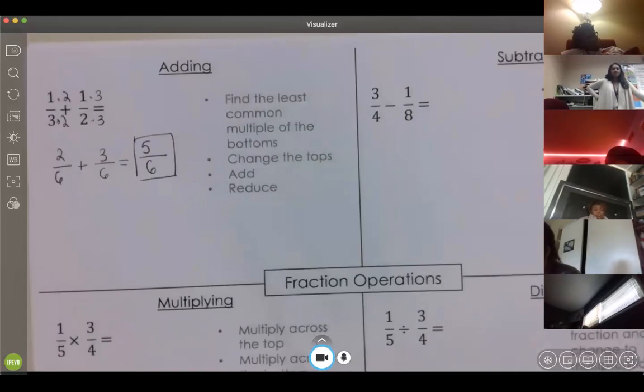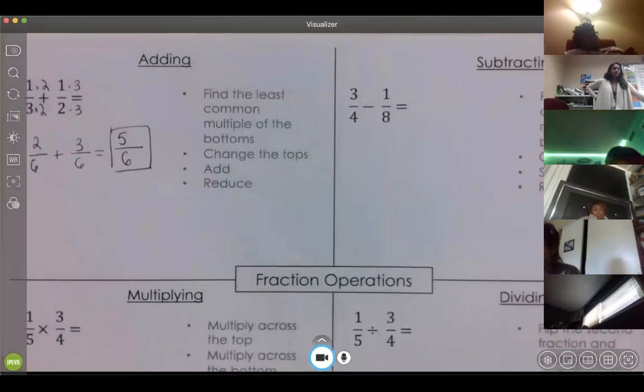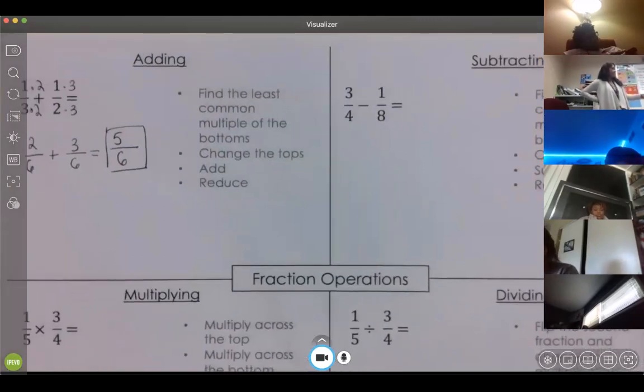All right, same deal for subtracting. You need to have the same denominator. So if you don't have the same denominator, you need to find the least common multiple of the denominators. Then you need to change the fractions accordingly. And then keep the denominator, subtract the numerators, and then reduce.